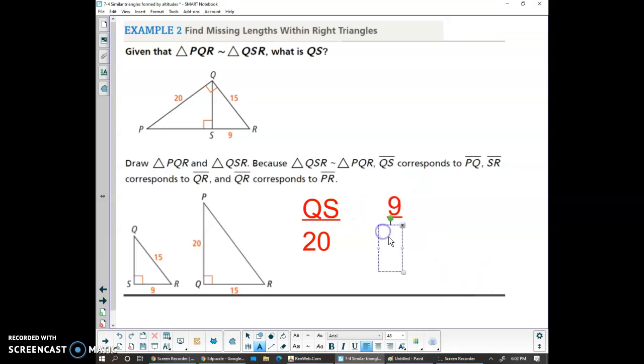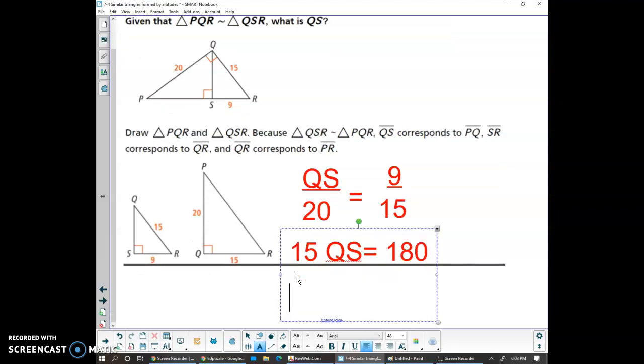Then you're going to do cross multiplying to solve this. Remember, in between a proportion, what makes it a proportion is an equal sign. So we have 15 times QS, so I'll just put 15 QS is equal to 9 times 20. 9 times 20 is 180. So QS is equal to 180 divided by 15. And for those that can't do that real quick mentally, which I can't either, I'm just picking up my calculator right now.